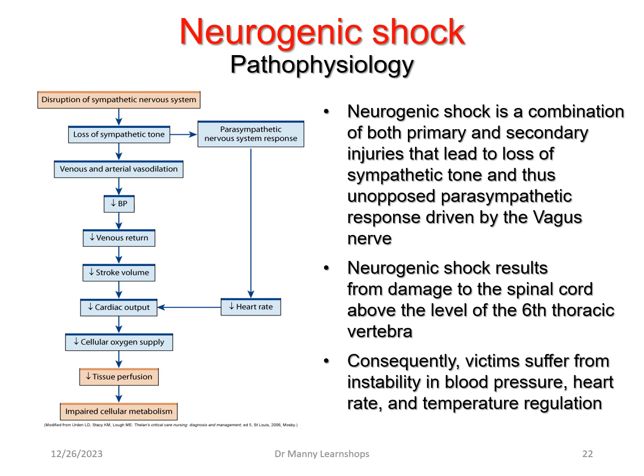The pathophysiology, as we said, is now from damage to the spinal cord above the level of T6 vertebrae, and this results in victims suffering from low blood pressure, low heart rate, and temperature regulation. So these patients are hypotensive, bradycardic, and have temperature issues. And typically in the beginning, they will have warm, well-perfused skin, which is opposite to what typically happens in now low volume shock.